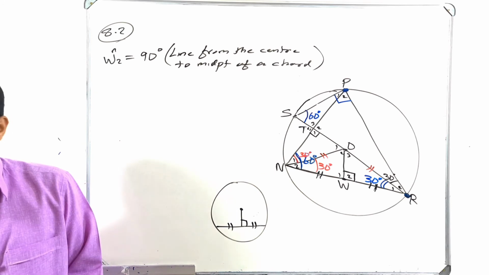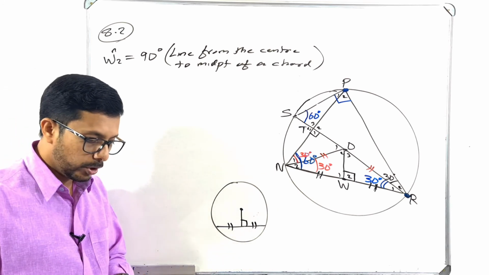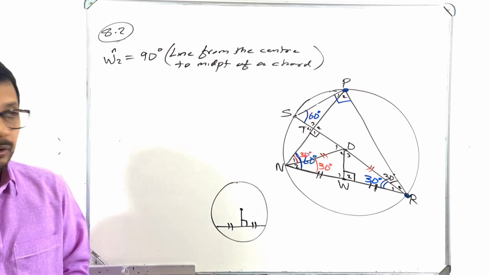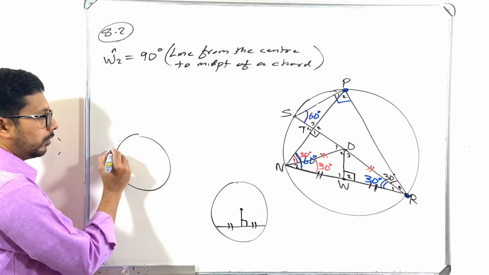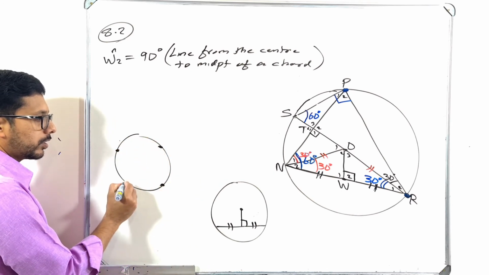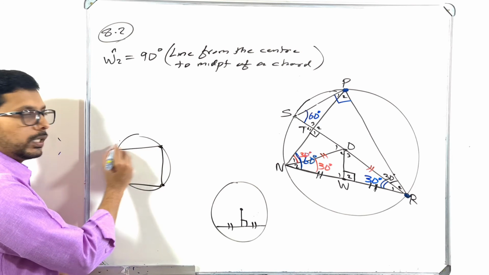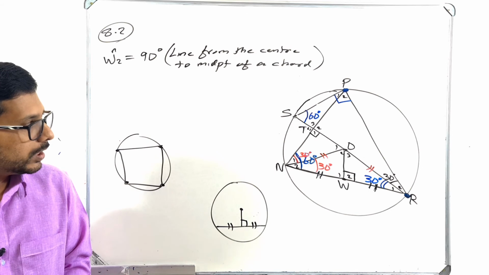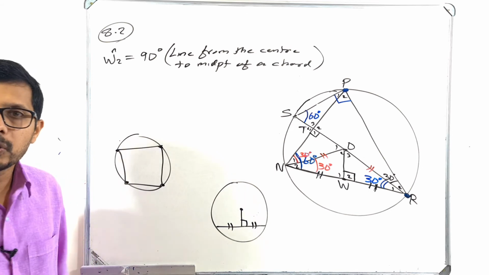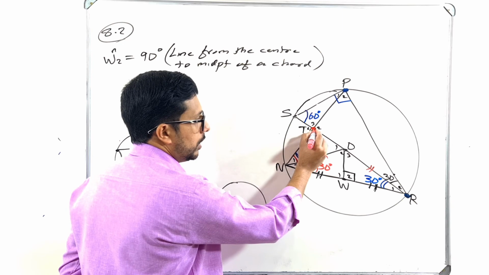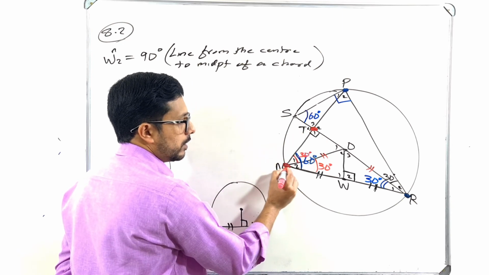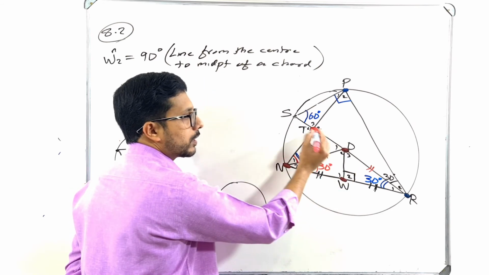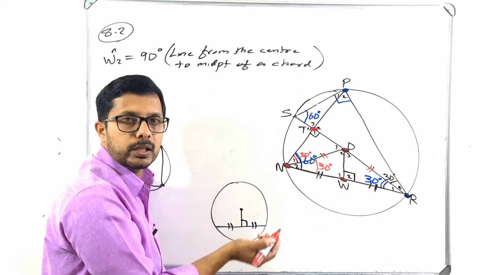Now look at the question once more. What do you want to prove? Prove that TNWO is a cyclic quadrilateral. You remember the meaning of a cyclic quadrilateral? All the points are on the circumference of the circle. Then this is known as a cyclic quadrilateral. Here we have to prove that the points T, N, W, O form a cyclic quadrilateral.